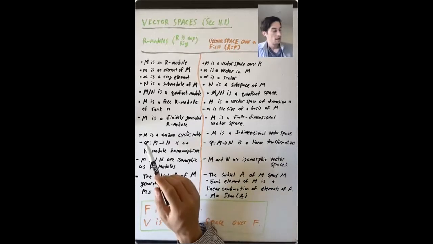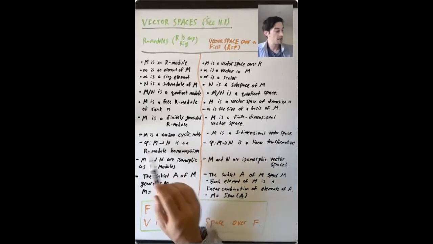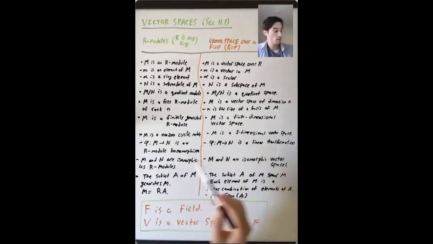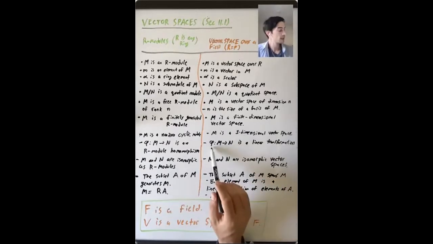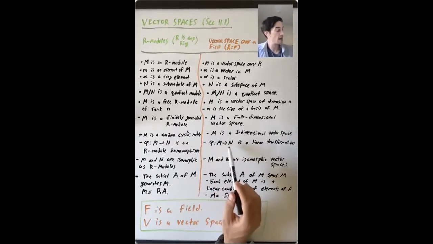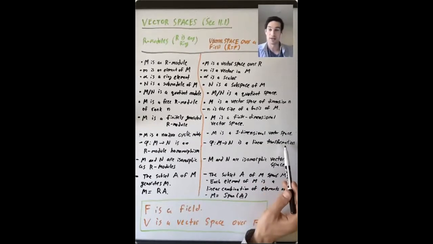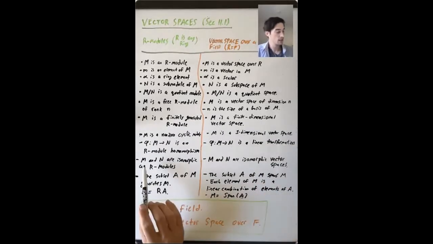Okay, if phi is a map from M to N, a map between R modules, phi being an R module homomorphism, we've already seen that in the special case where your R module is a vector space over a field, where R is equal to a field, this corresponds to saying that phi from M to N is a linear transformation of vector spaces. M and N are isomorphic as R modules.